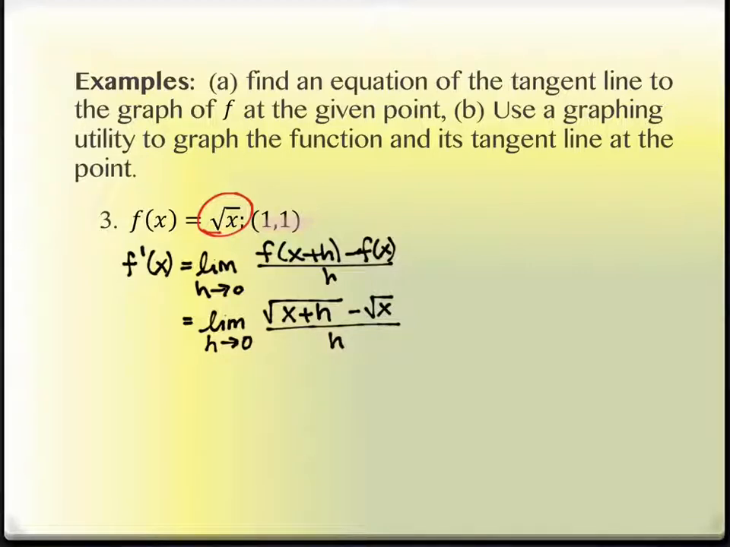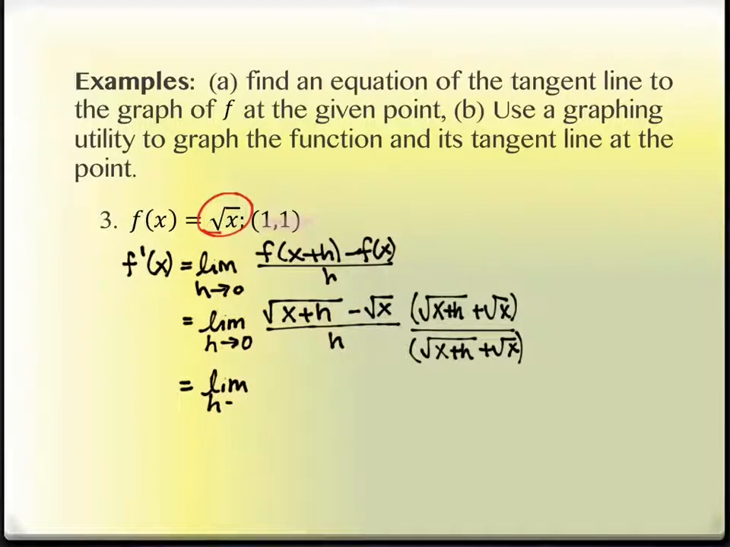Yeah, it's the same thing, it's just the sign changes between my square roots from negative in this case to positive. So I'm going to have the square root of x plus h plus the square root of x, and I'm going to do that on the top and the bottom. Now the purpose in doing that on the top is that it eliminates the radicals.